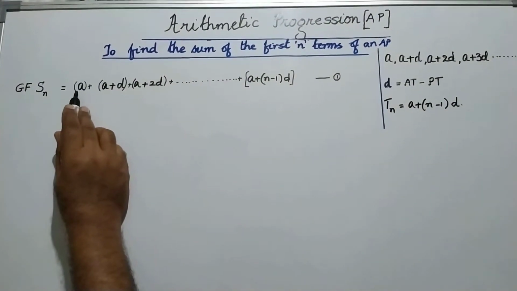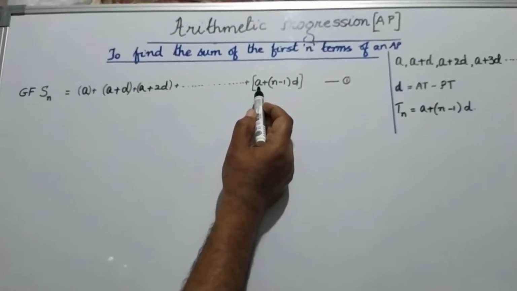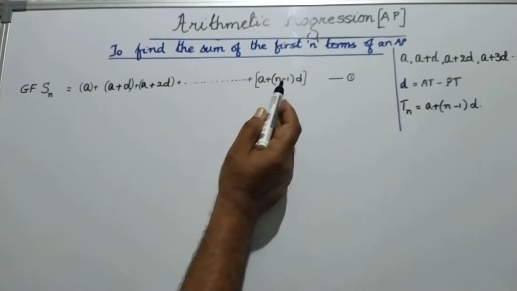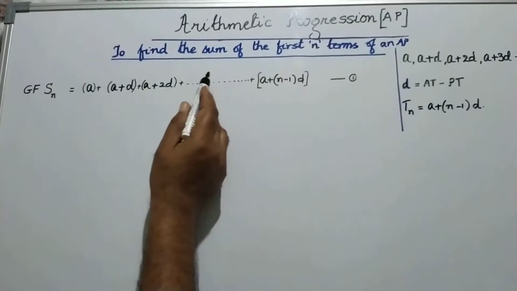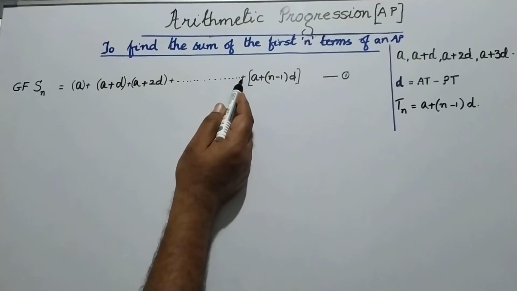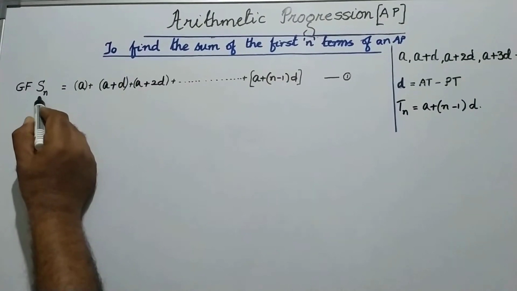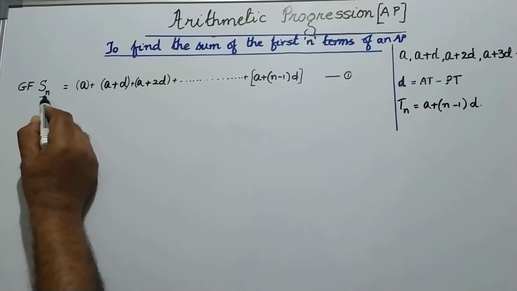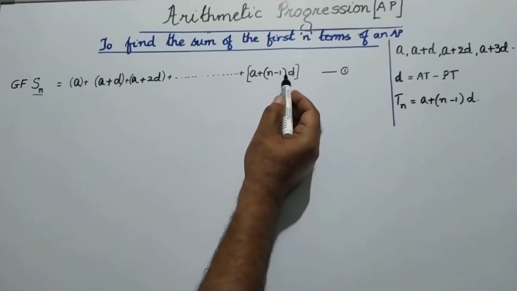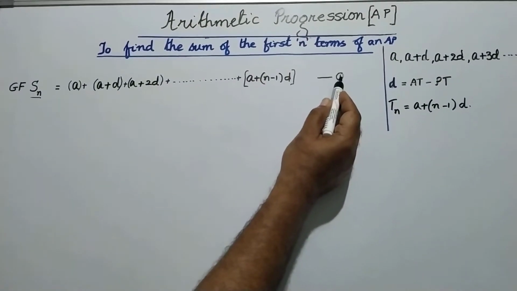The AP is given by A, A plus D, A plus 2D, etc., up till A plus n minus 1 into D. Now I'll add all these terms, first, second, third, etc., up to n. I am finding the sum of the n terms. I represent it as Sn. I am adding all the n terms and I'll take it as equation number 1.